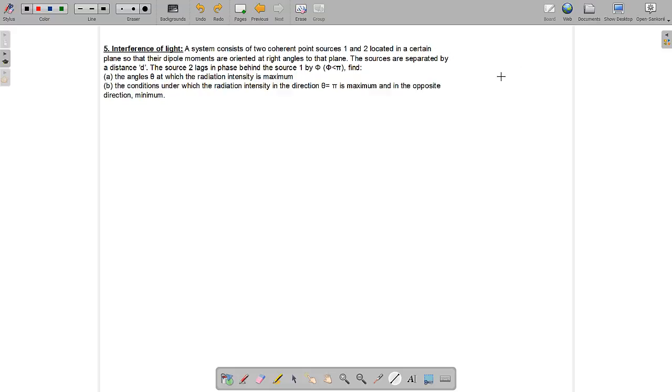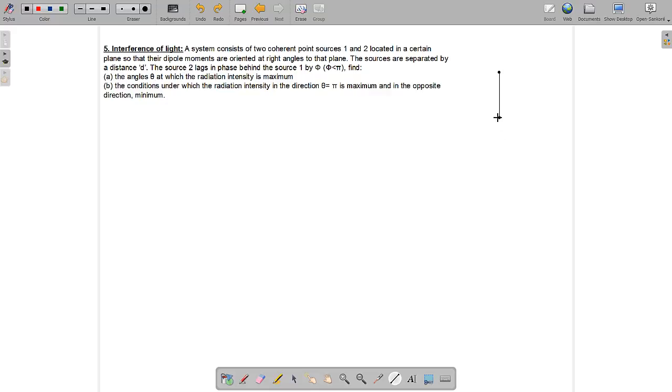Let's list the point sources. Let's say this is point source 1 and this is point source 2. They are located in a certain plane so that their dipole moments are oriented at right angles to that plane. The sources are separated by a distance d.